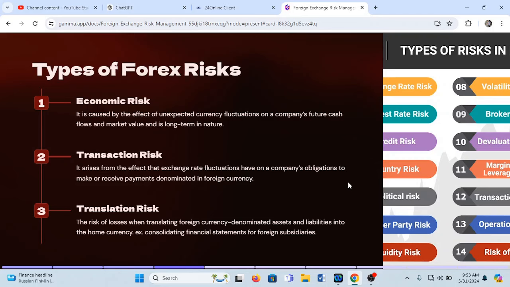So let's read what it says. It arises from the effect that exchange rate fluctuations have on a company's obligation to make or receive payments denominated in foreign currency. Now you see, what we are discussing here is either to receive or to make a payment in foreign currency, where the value of the foreign currency may fluctuate.